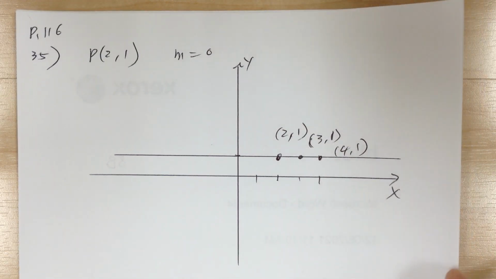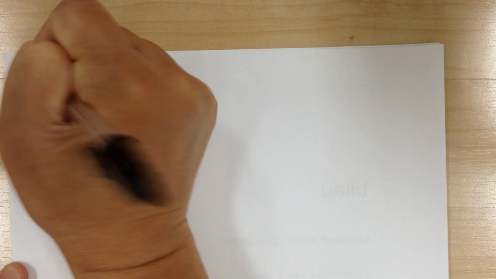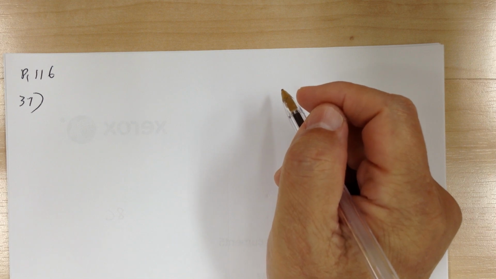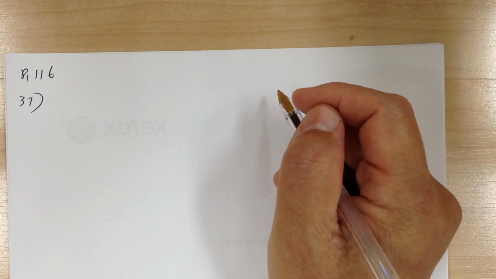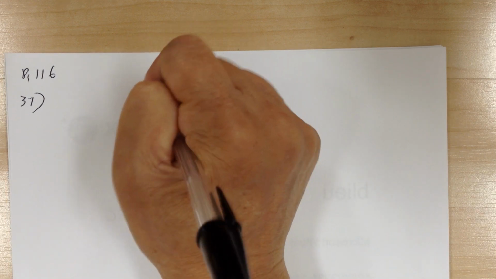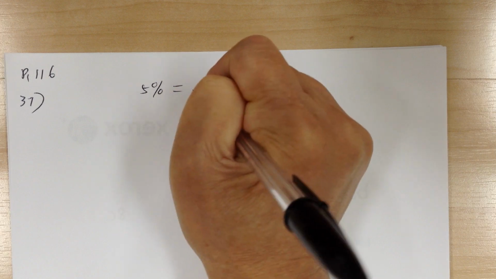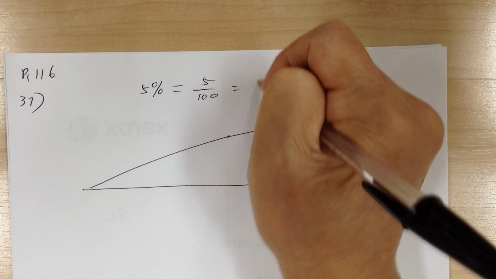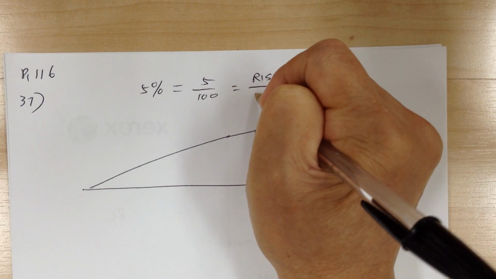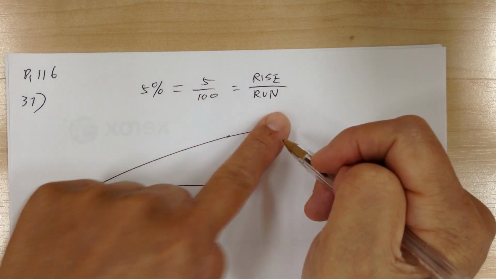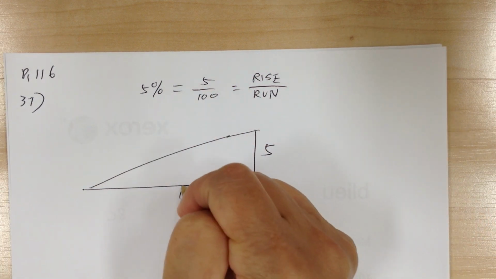Okay, let's go to the next one. You have to read through the story. A ramp provided for handicapped people to access a certain building is constructed with a slope of 5%. So 5% is equal to 5/100. The definition of slope is rise over run, so the rise is 5 and the run is 100.